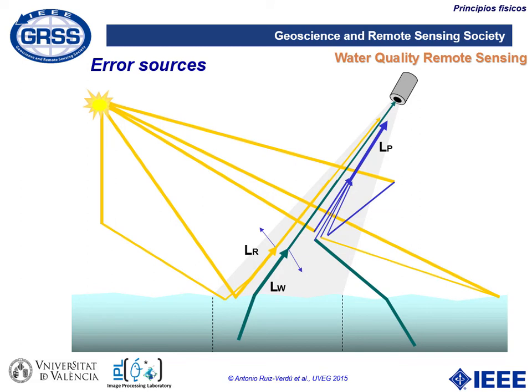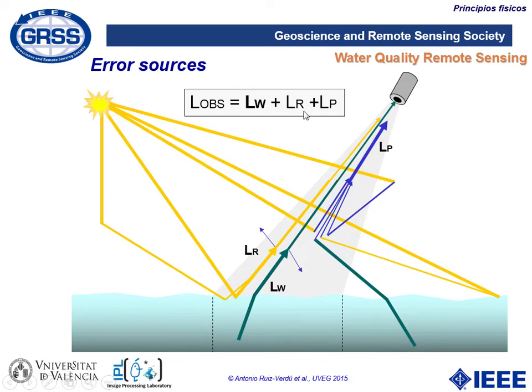So these two contributions, which can be much higher than the water leaving radiance, should be removed if we want to have good results in the algorithms for water quality. And this process of removal is called the atmospheric correction, which is very important in water quality studies. Therefore, what we see is that the observed radiance is the sum of these three contributions, and if we want to obtain the water leaving radiance, we have to subtract the two other contributions.